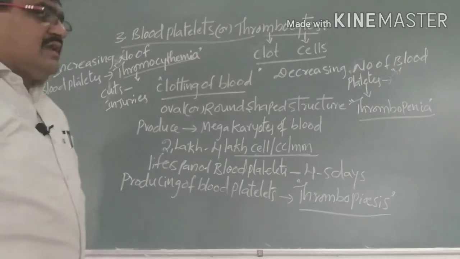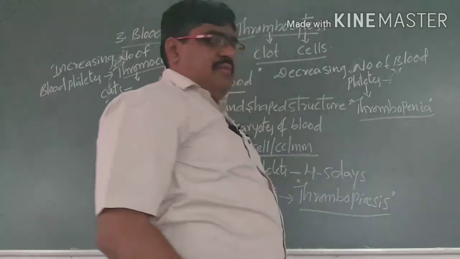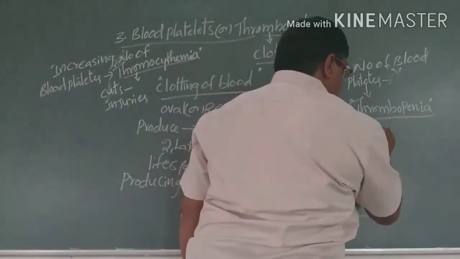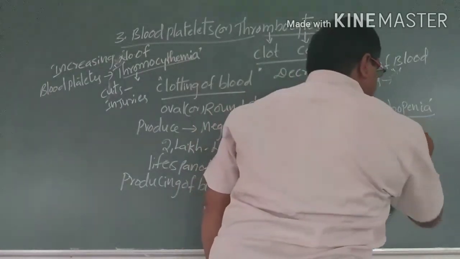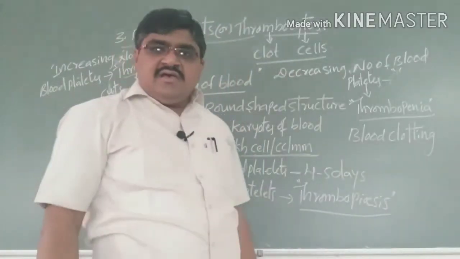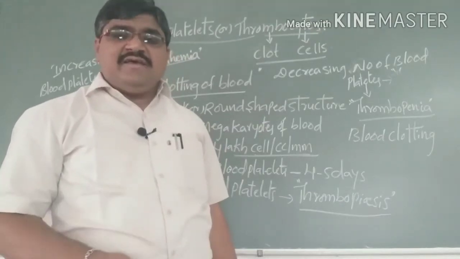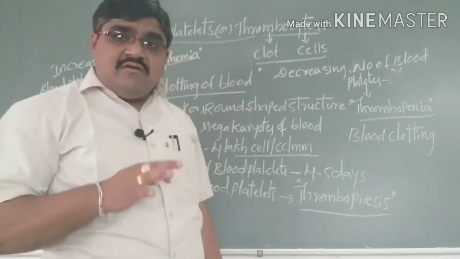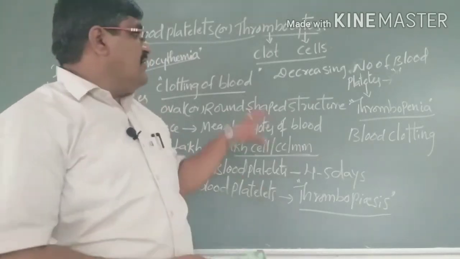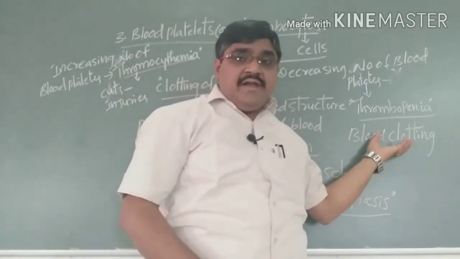And blood platelets are mainly helpful in the clotting of the blood. If any injuries or cuts take place, the main function of the blood platelets is that within a fraction of seconds the clotting will take place. That is mainly due to the presence of the blood platelets. Such a process is called blood clotting.